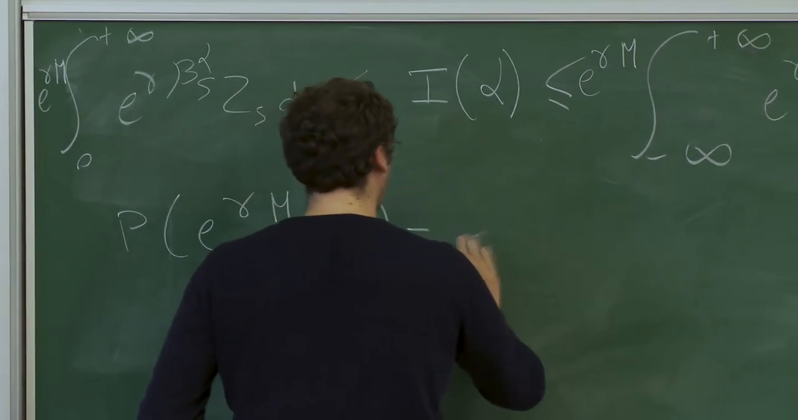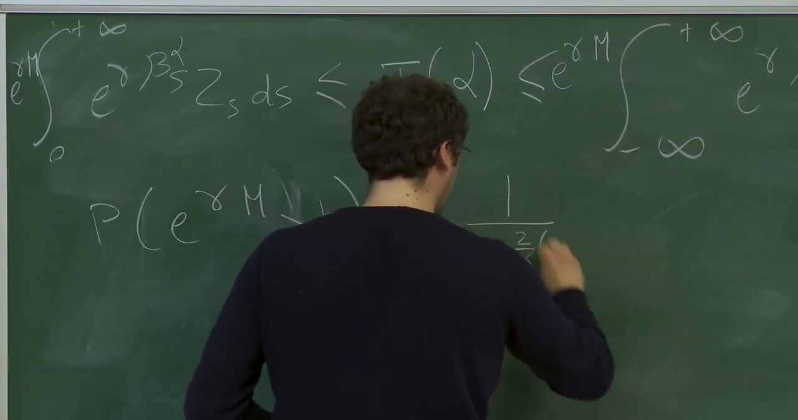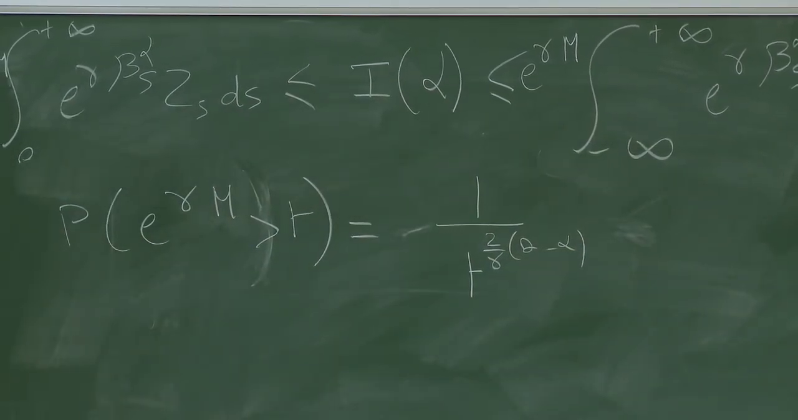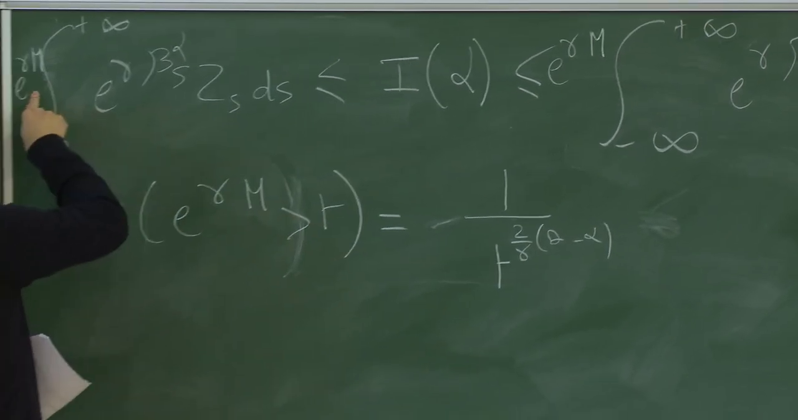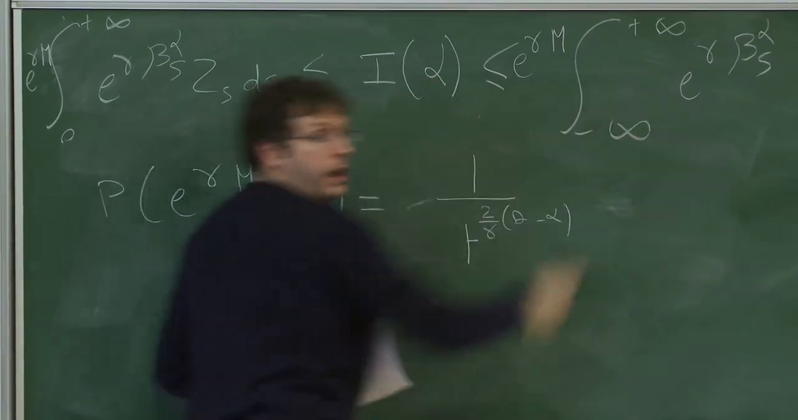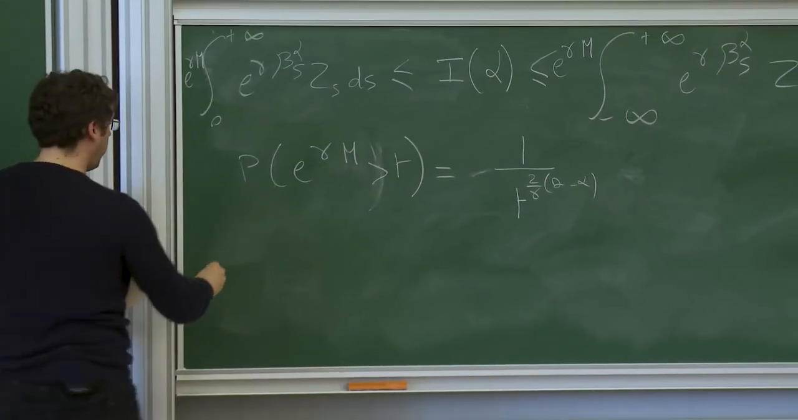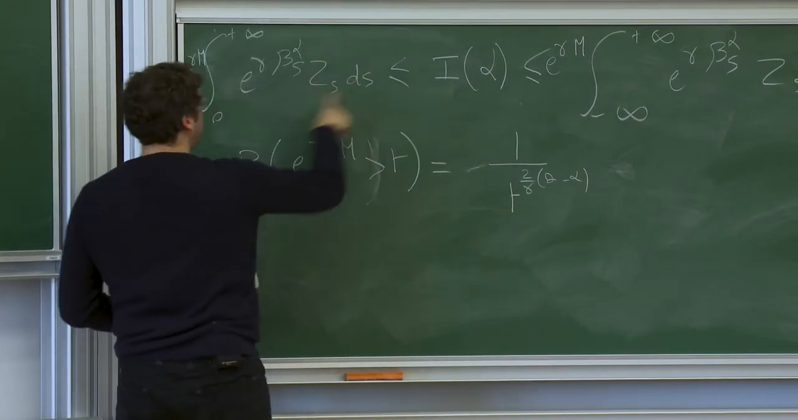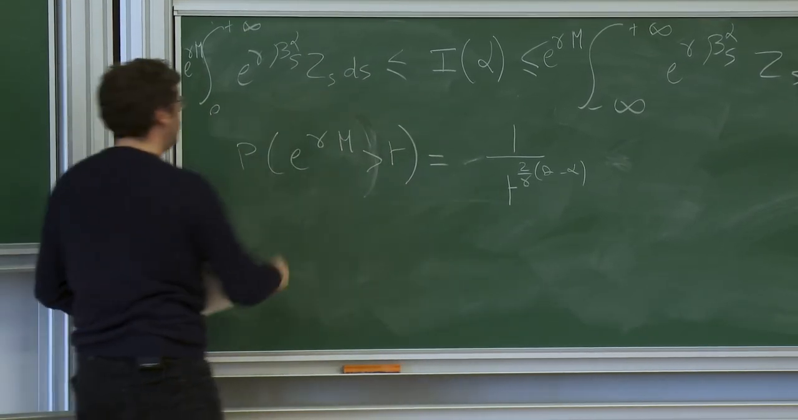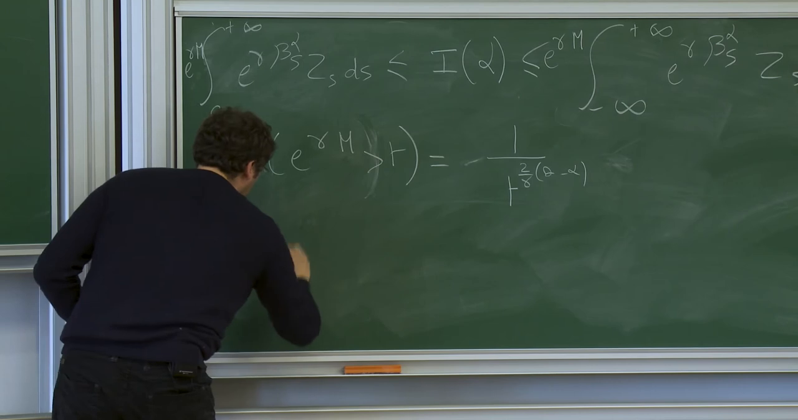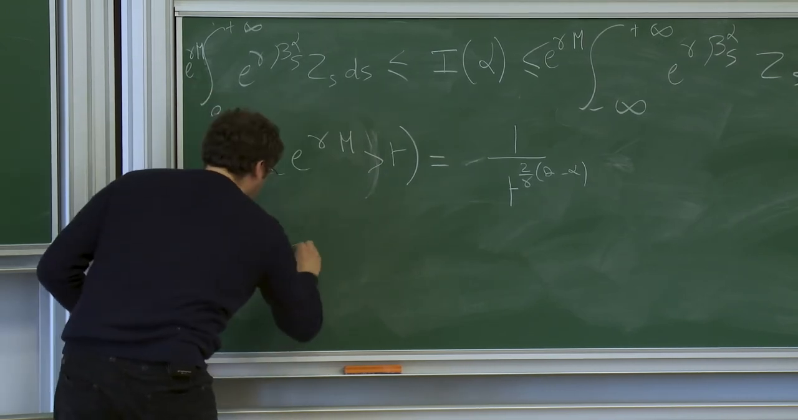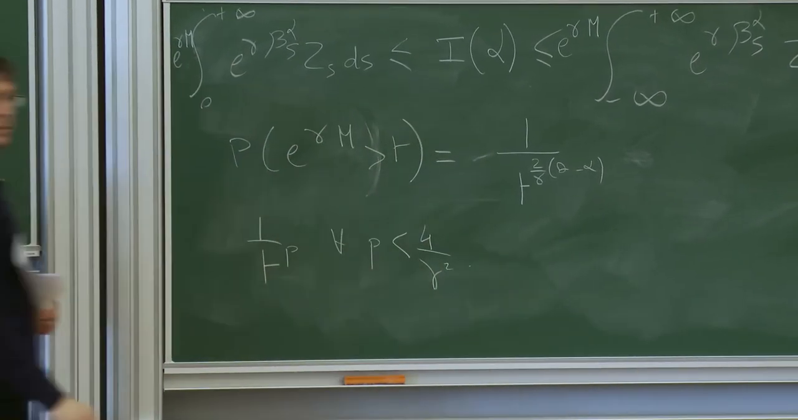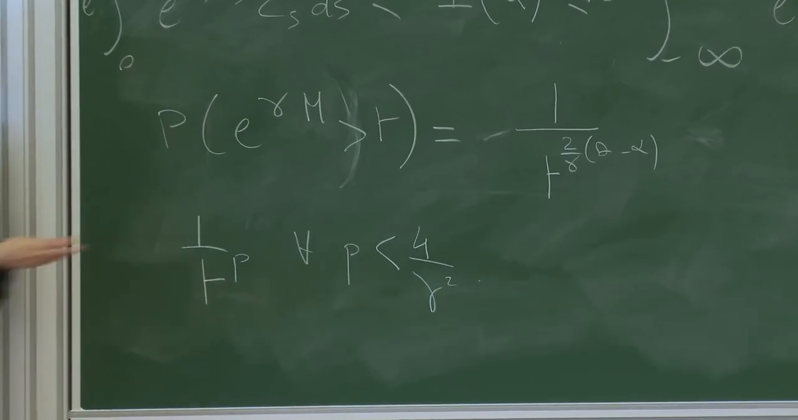This is equal to 1 over t to the power 2 over gamma q minus alpha. There's no other terms here. It's an exponential variable. It's completely explicit. And this guy here is independent. So I have a random variable here, which has a tail of this form. And I have an independent variable here, which has a tail smaller than 1 over t to the power p for all p less than 4 over gamma squared.